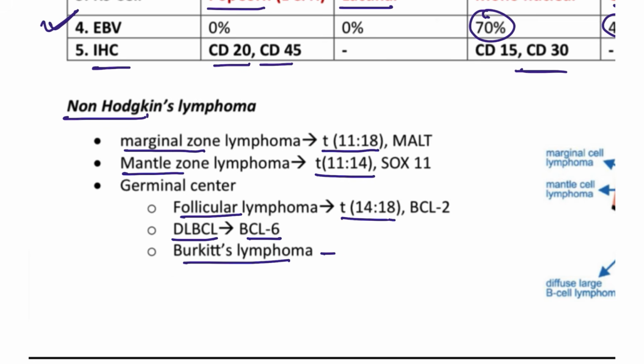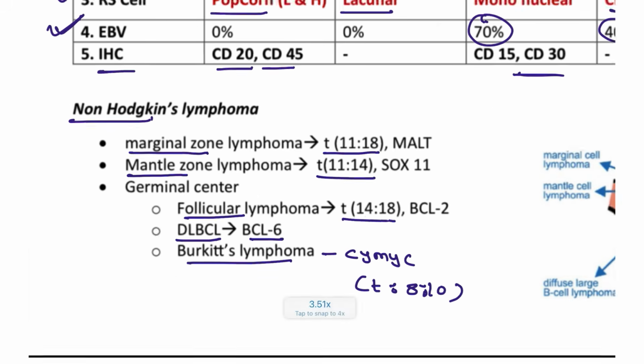Burkitt's lymphoma is the c-myc gene, with translocation of 8 and 14. Whichever has the 8 coming, that is Burkitt's lymphoma.